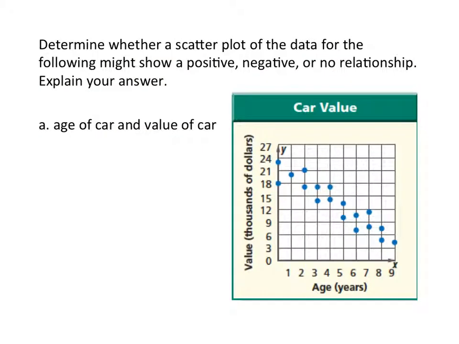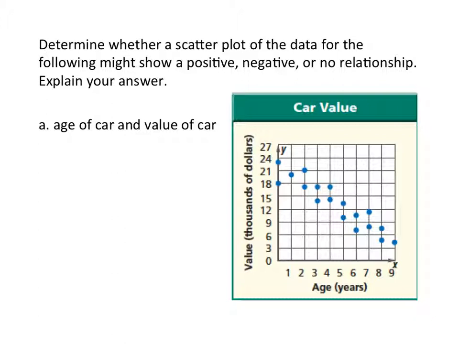Let's take what we just learned in the last slide, the relationships, and apply it to this slide. Determine whether a scatter plot of the data for the following might show a positive, negative, or no relation. Explain your answer. All right, you can see here we have a title, car value. The x-axis is age, in years, and notice once again that time is the x-axis. The other will be our value, the y-axis.